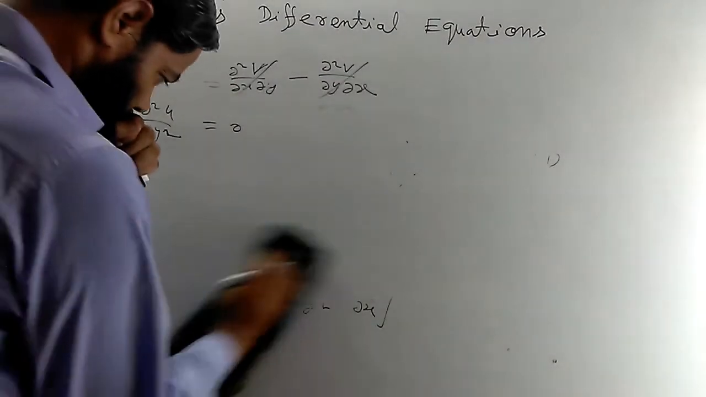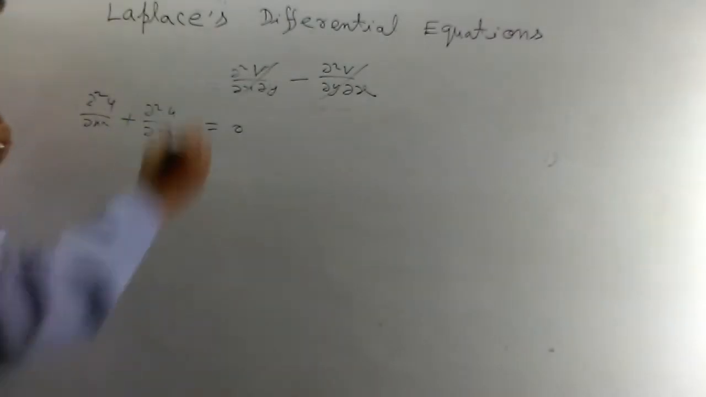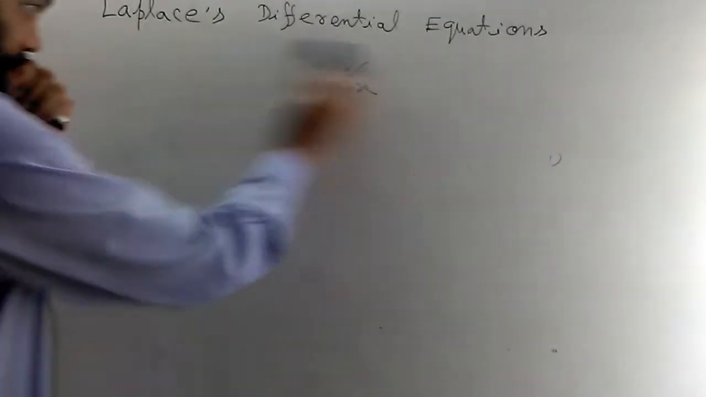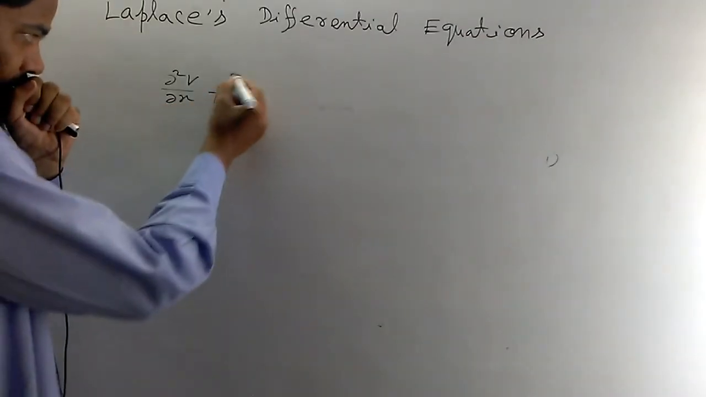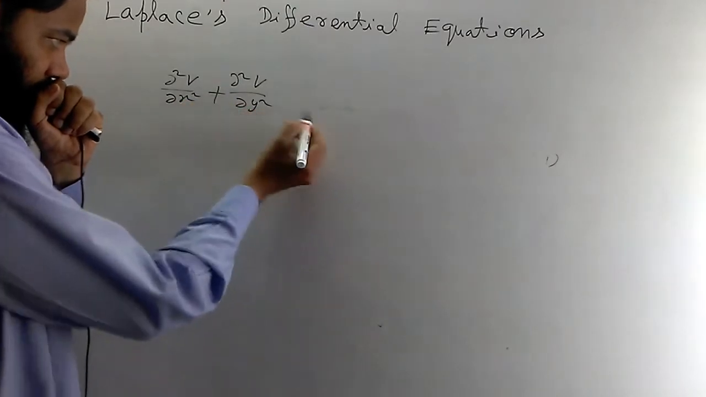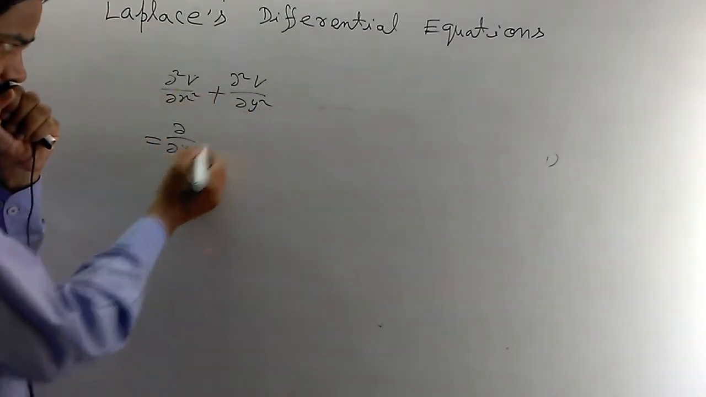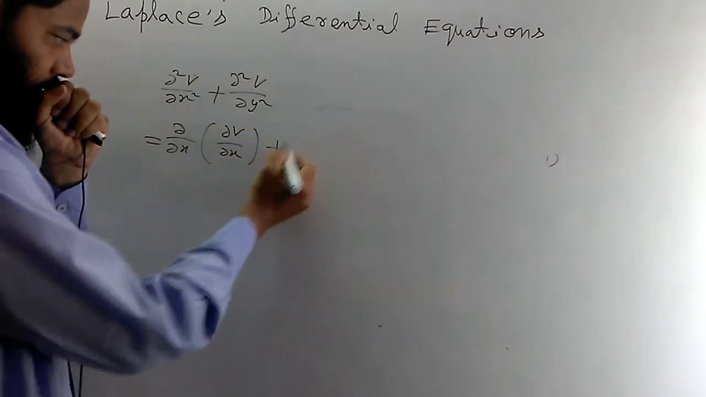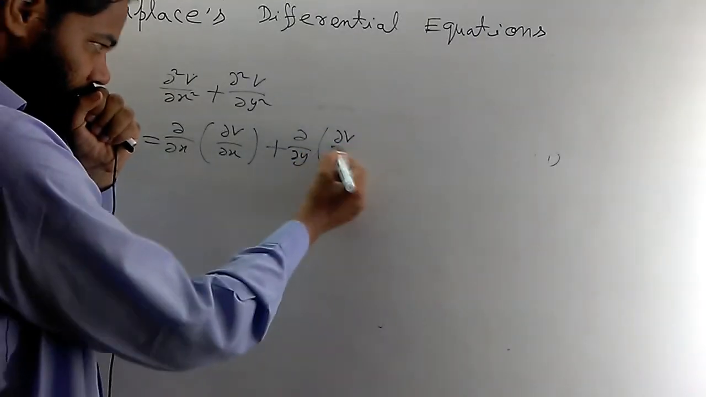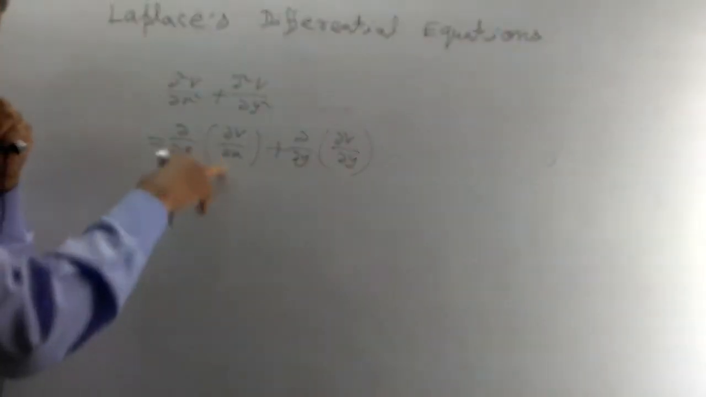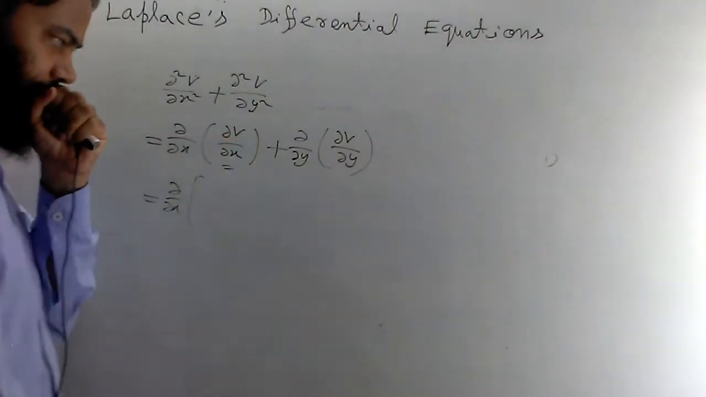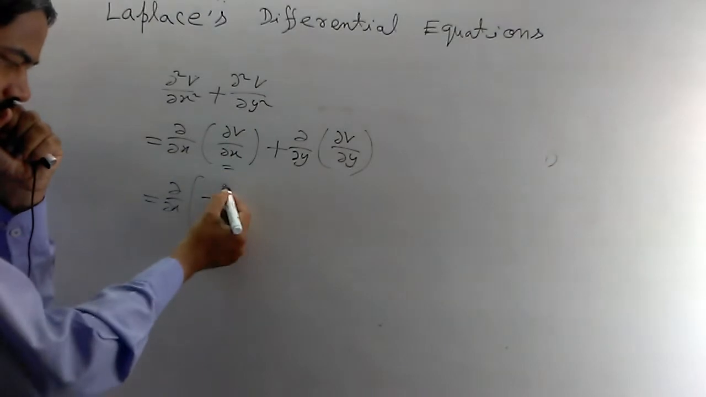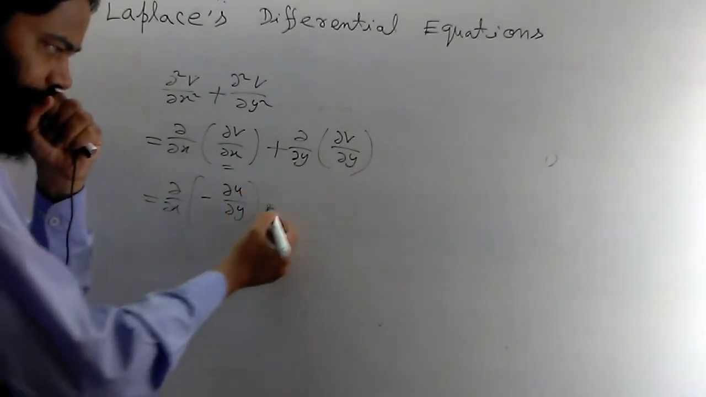Similarly, we can prove v satisfies the Laplace equation. So we write the left hand side for v: del 2 v over del x square plus del 2 v over del y square. We can write this equation as del over del x of del v over del x plus del over del y of del v over del y. And again using the Cauchy-Riemann equations, we can write this value in terms of u, which is minus del u over del y.